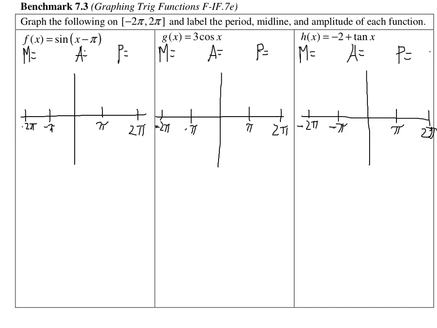Now, if I want to graph sine x minus pi, what you should notice is we first need to graph sine lightly, and then we're going to shift it pi over horizontally. And it's always opposite, so this is going to be to the right pi. But first, what we're going to do is just simply graph y equals sine x.